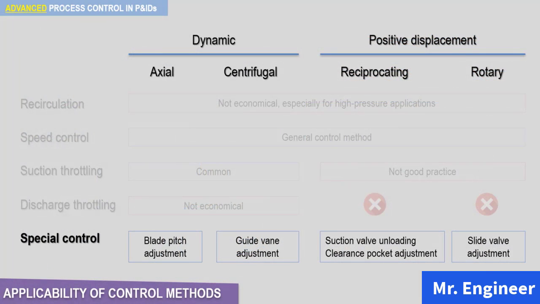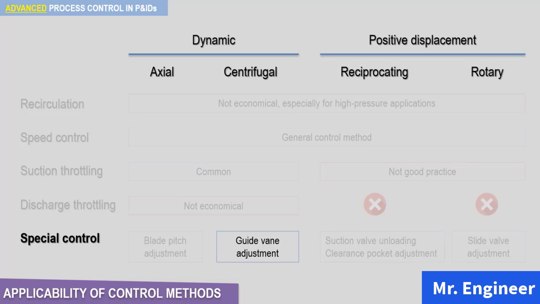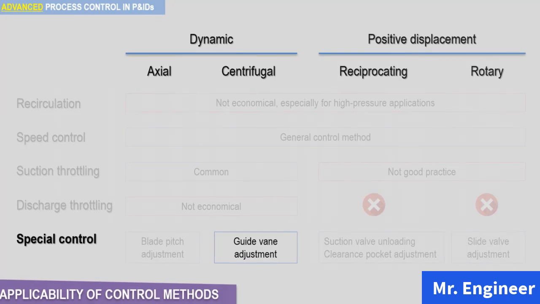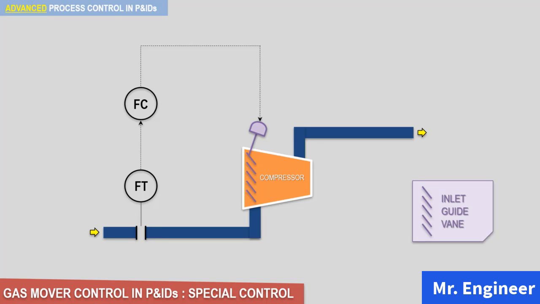Now, in this course, we will explain only one simple special control method, which is guide vane adjustment. This special control example is applicable only to centrifugal gas movers. Take a look at the following P&ID example. In centrifugal gas movers, there is an element installed in the inlet of the gas mover called a guide vane. By controlling the position of the guide vane, the capacity of the gas mover can be adjusted.